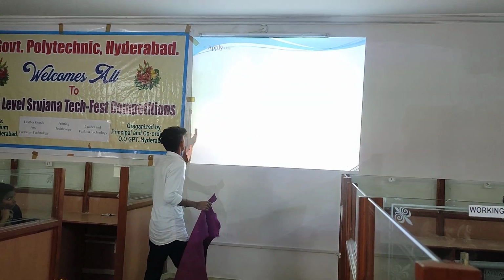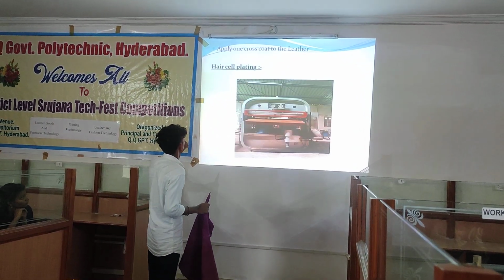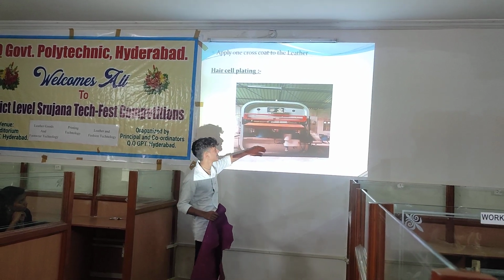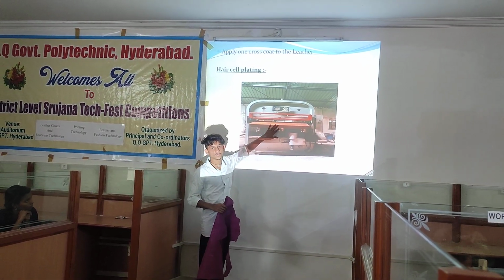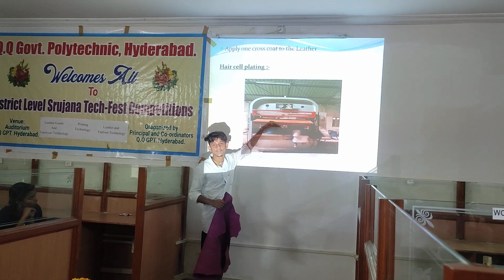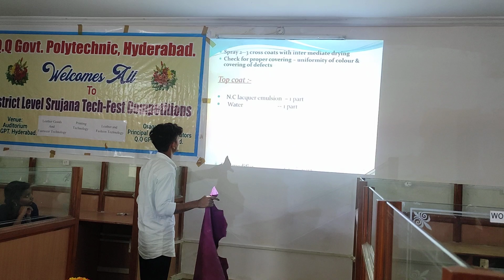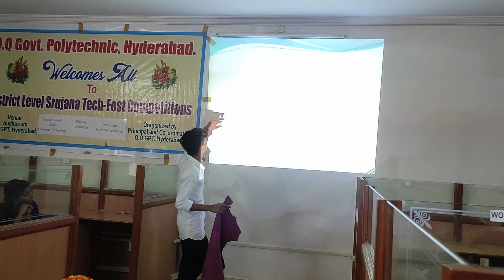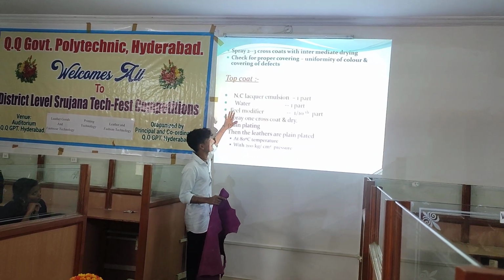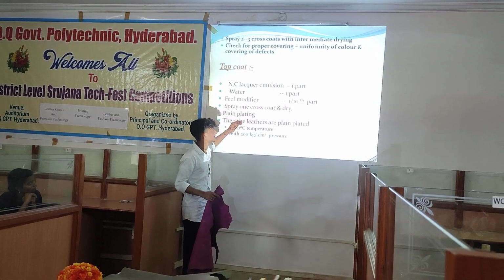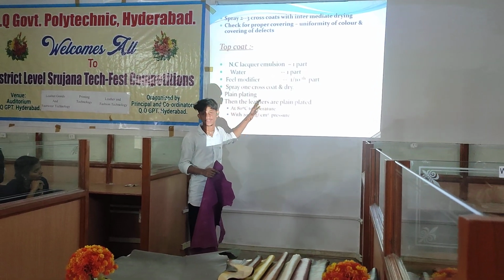Next, heat plating. Previously we discussed heat plating. Here on the board we keep the leathers, and heat plating is done. Then, top coat. We use these chemicals in the top coat to make the leathers finished.